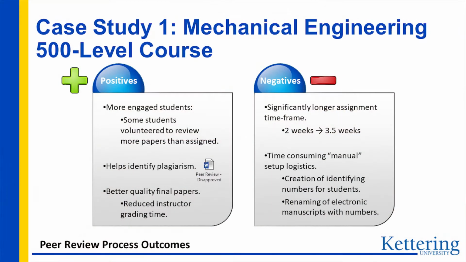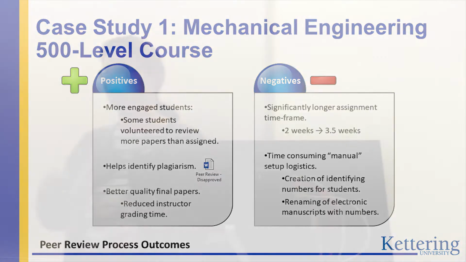So in an overarching sense, what are the positives, what are the negatives of this process? One thing that worked well is I feel like I have more engaged students. Interestingly, some students volunteered to review more papers than they had been assigned. Now, I didn't survey them. I haven't got to that point. But there were some students that were interested in it. They wanted to do more reviews, so they took well to it.